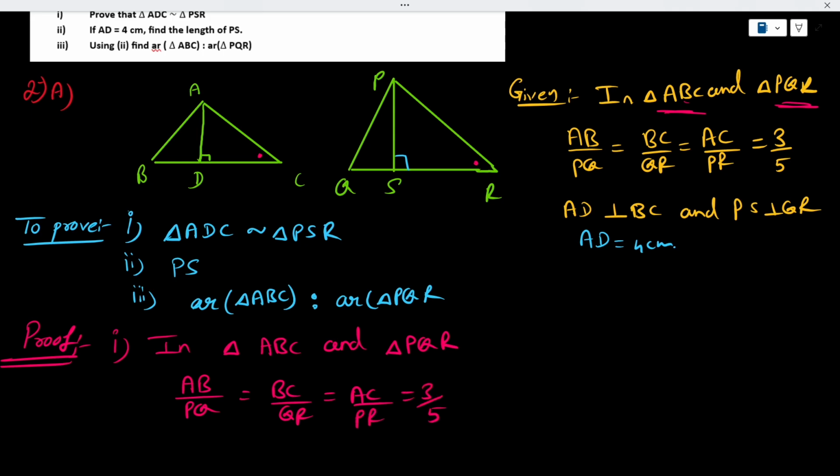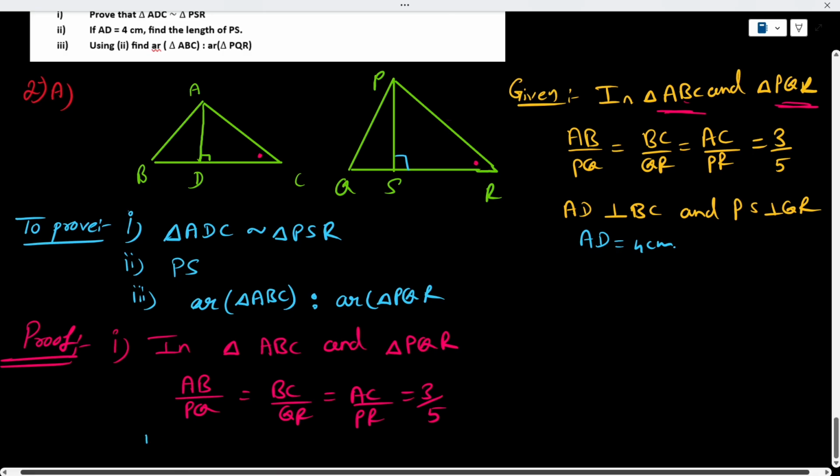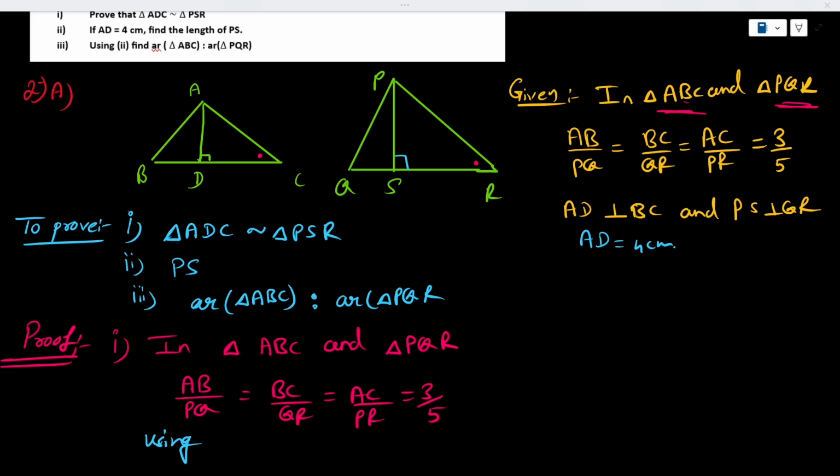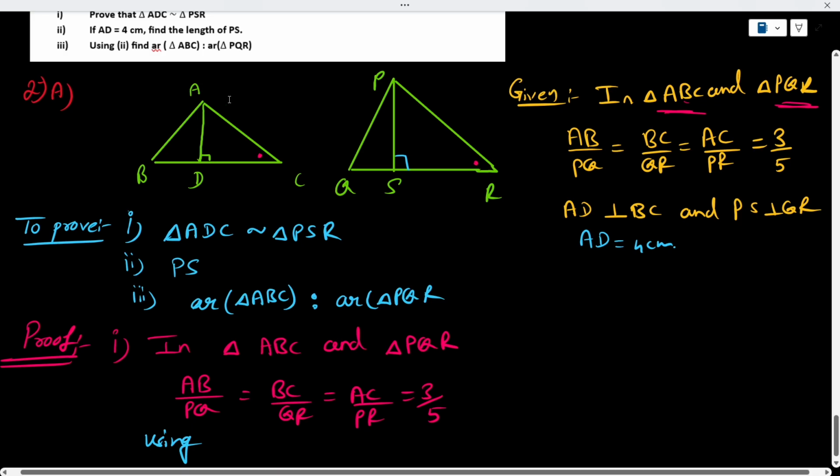That means the corresponding side ratios are the same. If I'm writing here, this is 3 is to 5. The value can be anything, right? It can be 9 by 10 or any value, but the ratio is 3 by 5. So what we can write on here, using SSS similarity, if I take this triangle, because I need to use this triangle, right?